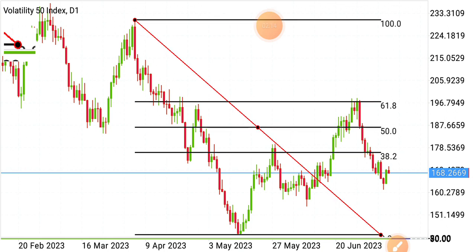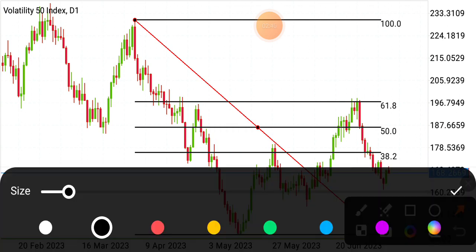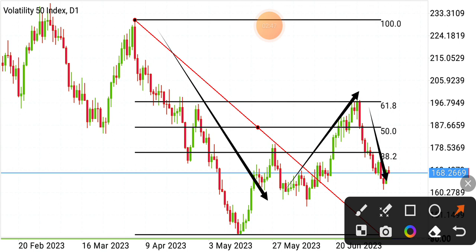61.8. As you can see now, like I told you in my previous videos, the Fibonacci retracement tool can help you to determine high probability zones, where the market might reverse, or where there will be turning points in the market. When I used this tool, I discovered that price came down here, then reversed and got to this 61.8 level before reversing.